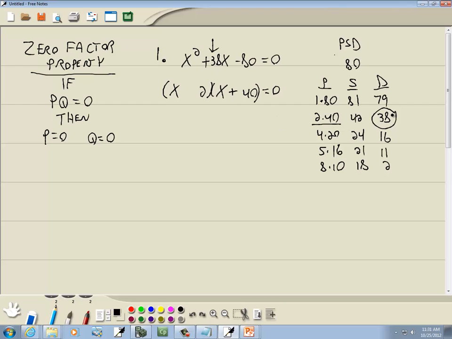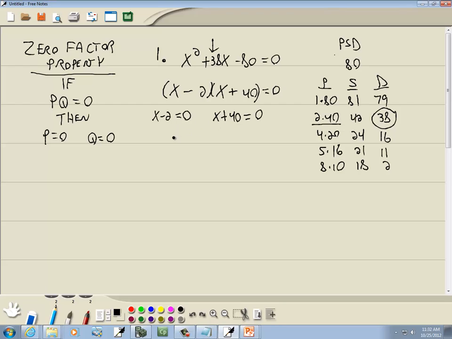If the number I circled is in the difference column, D for different signs, which means this one's positive, this one has to be negative. If it was in the S column, it'd be same signs, both positive, both negative. Zero factor property says you get 0 on one side, you factor the other side, you're going to set each factor equal to 0. So I'll say x minus 2 equal to 0, and x plus 40 equal to 0.